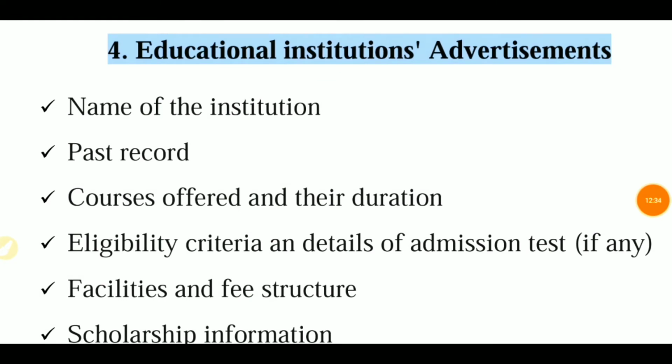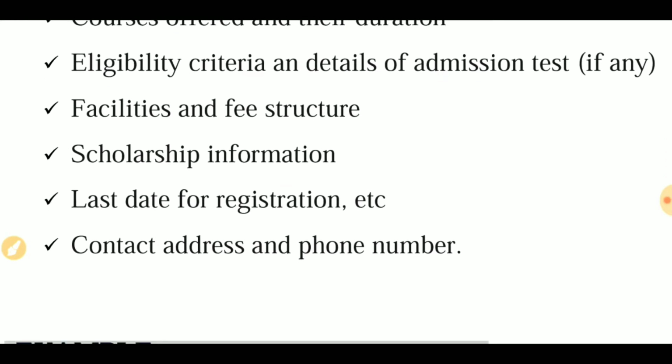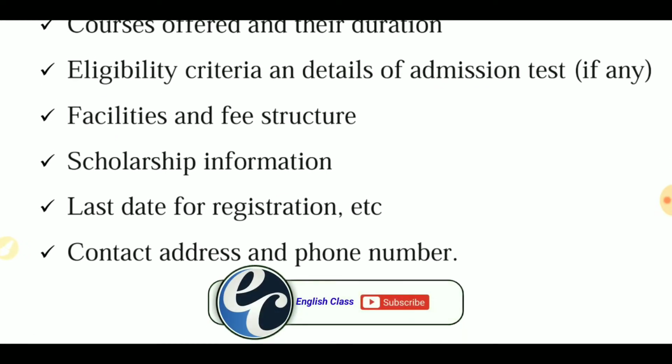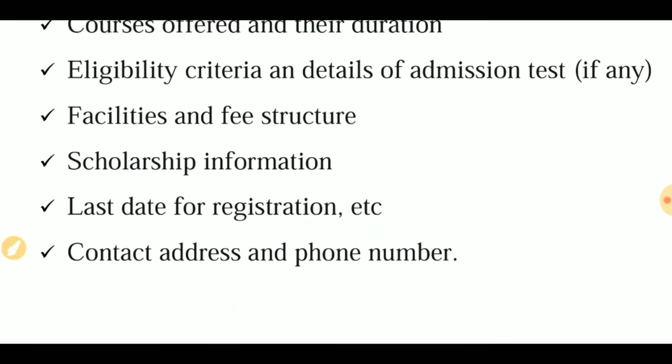The fourth kind of advertisement is educational institution advertisements. In such advertisements, the name of the institution should be there, its past record, its achievements, the courses offered and their duration, eligibility criteria, details of the admission test if there is one, facilities and fee structure, scholarship information, last date of registration, and contact details. All such things should be mentioned.